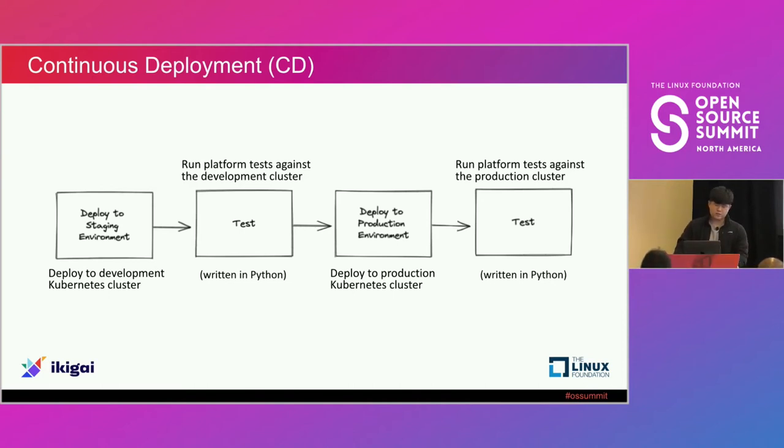For deployment, also simple. Most products have two clusters, either a dev or staging environment where they push and test. So exactly that. We push to our development Kubernetes cluster. We run a platform test to see if services play well with each other, which is also written in PyTest, Python. And then we deploy to the production environment, and we test one more time with a platform test to see everything's perfect.